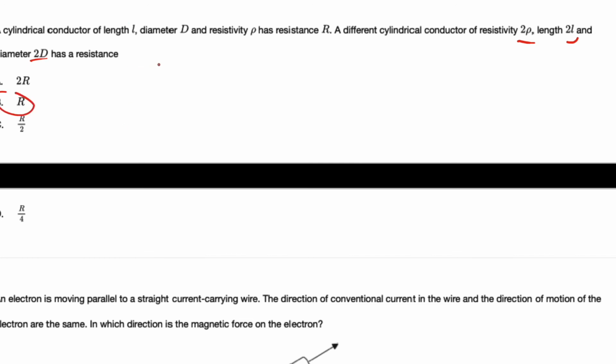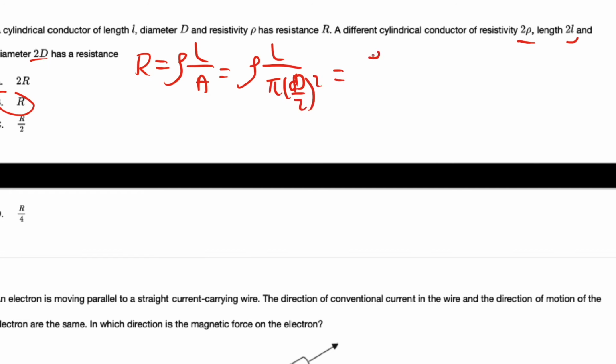If you don't see this, you can work the equation out. So for the first part, we know R is equal to resistivity times length over area, which is equal to resistivity times length over pi times diameter over 2 squared. This should be a capital D, sorry. And you can move 4 to the top. So this is equal to 4 resistivity times length over pi D square.